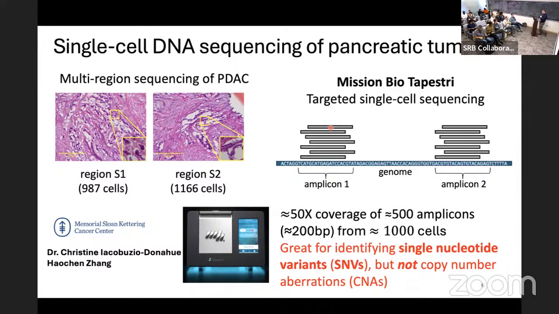But this is single cell, right? This is single cell, yes. We're doing this for thousands of cells. So the great thing about the technology is that you get this high coverage in a single cell, and you have it for thousands of cells. So with that 50x, you're doing that read multiple times for that single cell's DNA.